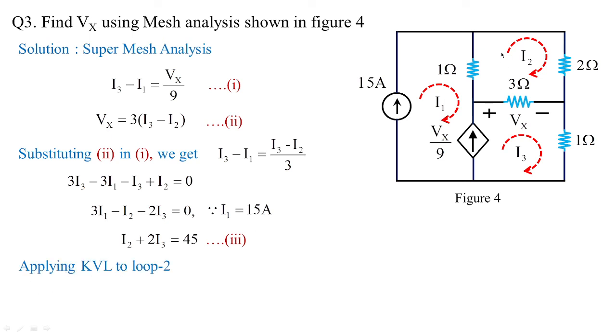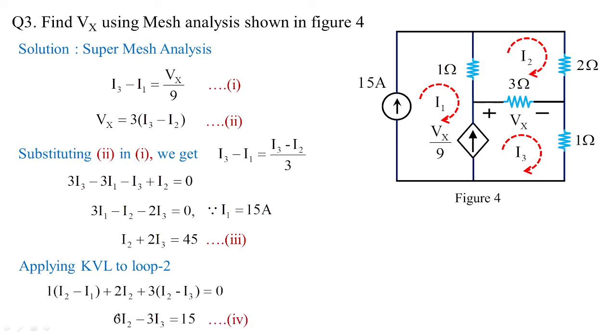Now applying KVL to loop 2. Why? We are done with the supermesh, that is I3 minus I1. That's why we are going directly to loop 2. In loop 2, I'm starting with 1: 1 times I2 minus I1, this is a drop over here. Then shift to 2: this is 2I2, another drop. And this 3 is shared by I2 and I3, so 3 times I2 minus I3 equal to 0.